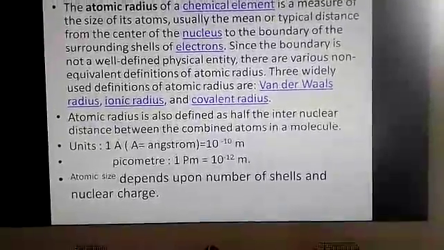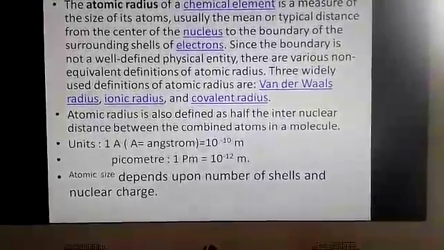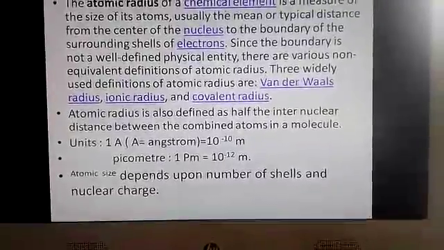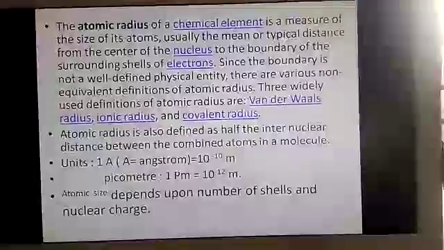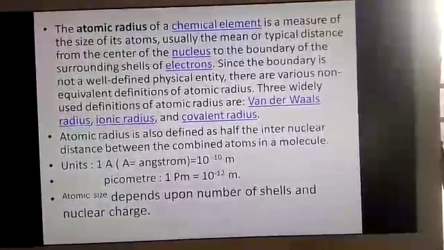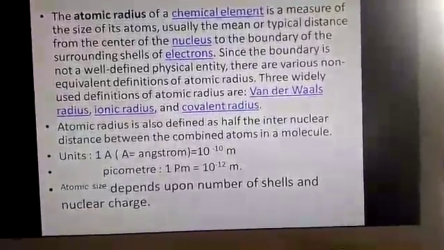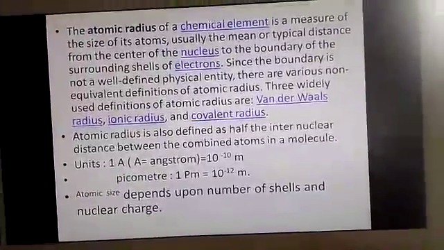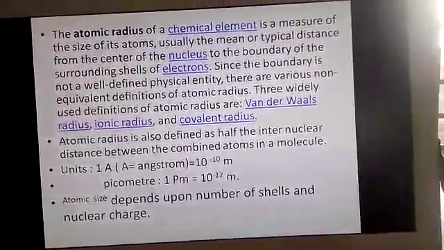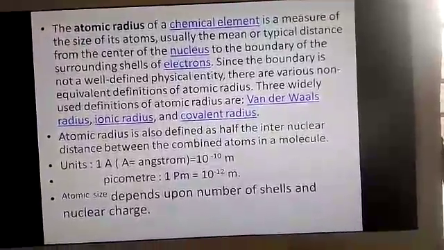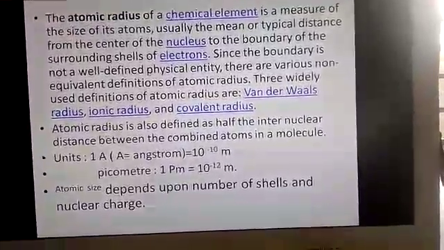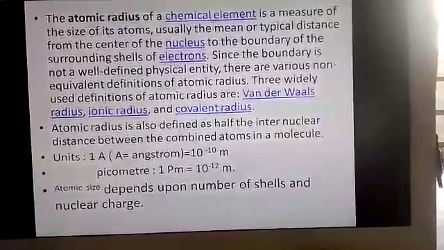Three widely used definitions of atomic radius are van der Waals radius, ionic radius and covalent radius. So there is no one correct definition of the atomic radius. These three radii are the ones defined for atomic radius: van der Waals radius, ionic radius and covalent radius.